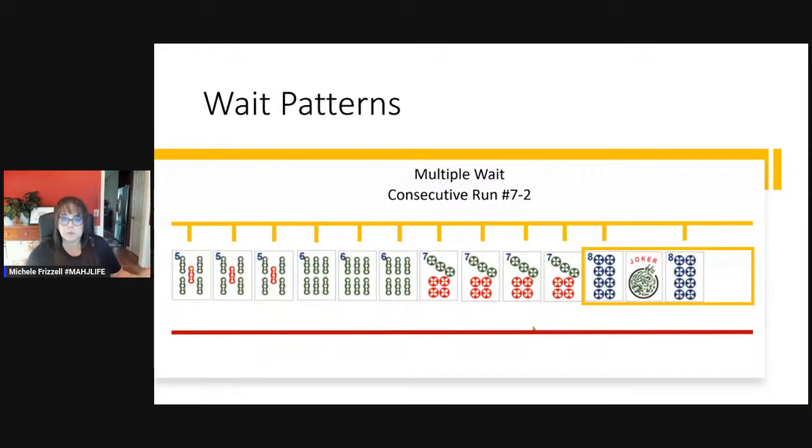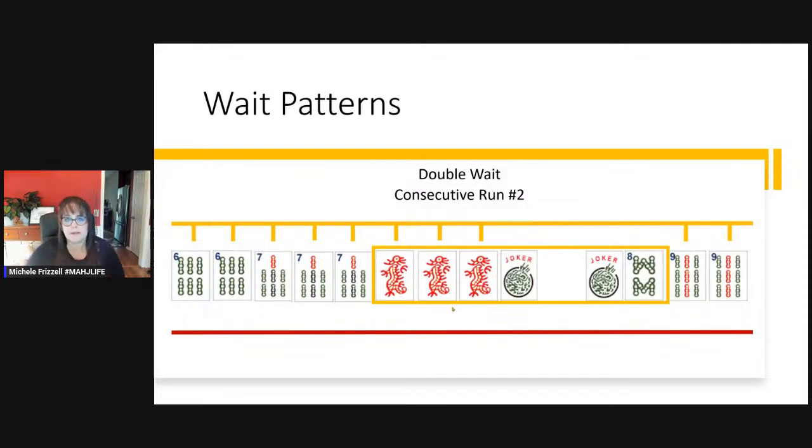Next, we have a multiple weight. This is when you're playing a hand where your waiting tile completes a block of 3 or more identical tiles. So in this case, we need that 8 dot or a joker. You can use a joker too with a multiple weight because you can use any number of jokers in a block of 3 or more identical tiles. This hand, by the way, is 1, 2, 3, 7, number 2. Consecutive run number 7, number 2. Pung, pung, kong, kong.